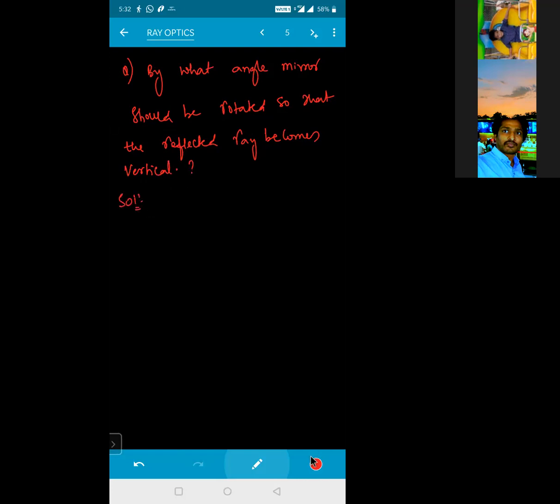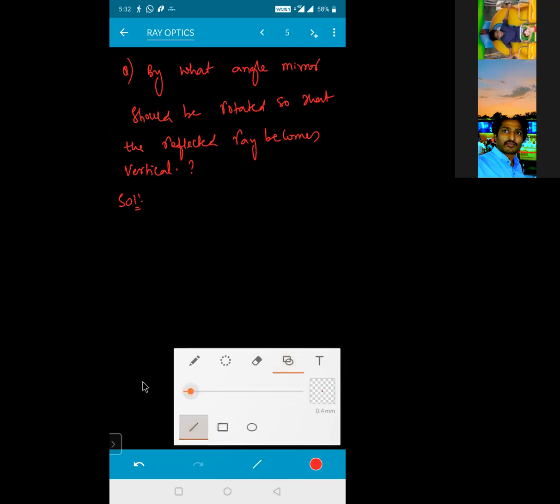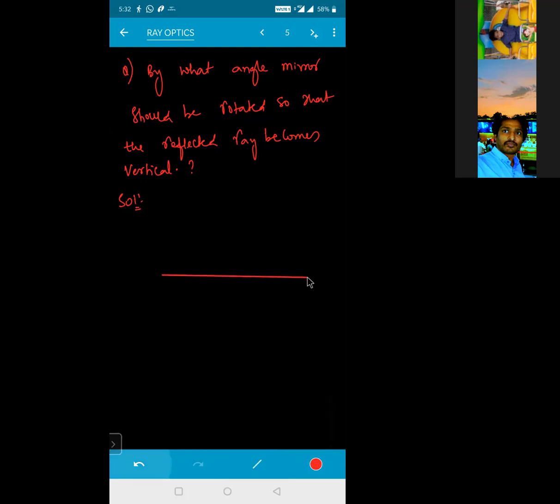I'll give the question like this. This is your mirror. This is your normal. This is the ray of light which is incident, and from here it is getting reflected. This one is your normal, and this angle is, say for example, 30 degrees. This angle is also 30 degrees. This is your incident ray, this is your reflected ray, and this one is your mirror.